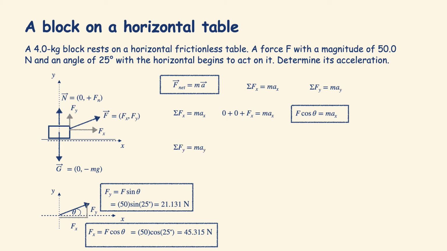Let's look at the y equation. For the y equation, we're going to have the sum of all y components has to be equal to the mass times the y component of the acceleration. Now, all three forces here have y components, so I'm going to write minus mg for the gravity, plus Fn for the normal force, and plus Fy for the y component of that force. Now, the Fy, remember, was F sine theta, so my overall equation here will be minus mg plus Fn plus F sine theta has to be equal to may.